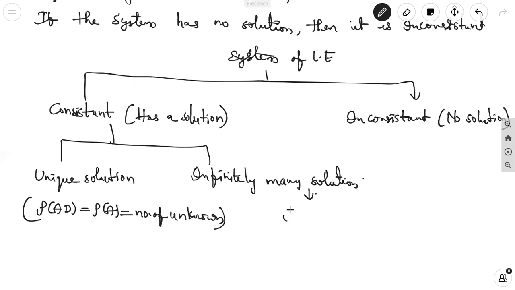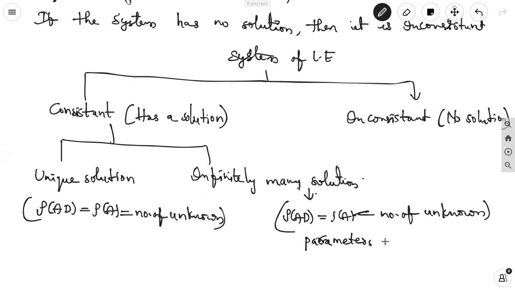In this case, if the rank of the augmented matrix AD and the rank of the A matrix are less than the number of unknowns, then it has infinitely many solutions. In this, parameters exist. Okay, that is the basic concept of the system of linear equations.